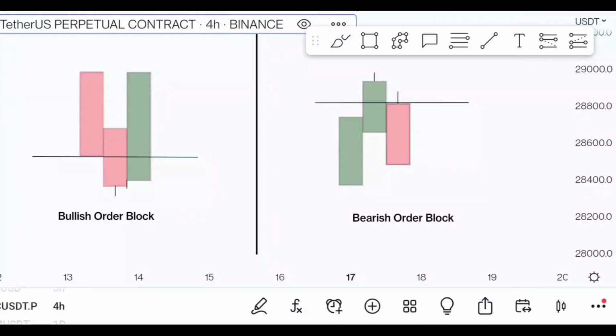What's up everybody? In our previous videos we discussed this ICT order block trading strategy on smaller time frames like 3 minutes, 5 minutes or 15 minutes. But in this video we will discuss the same order block strategy on higher time frames, and specifically the daily time frame.